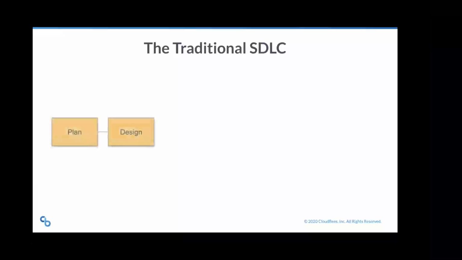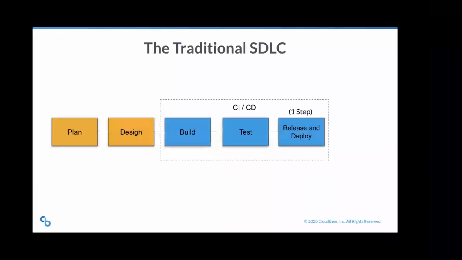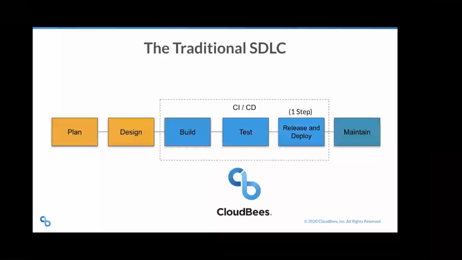First, let's level set on what, at CloudBees, we consider the software delivery lifecycle. You've got plan and design, build, test, release and deploy as one step. And if you're familiar with CloudBees at all, our traditional tool chain, we're focused on CI and CD. And finally we have maintain at the end. So this is what you would consider your SDLC without feature flags.